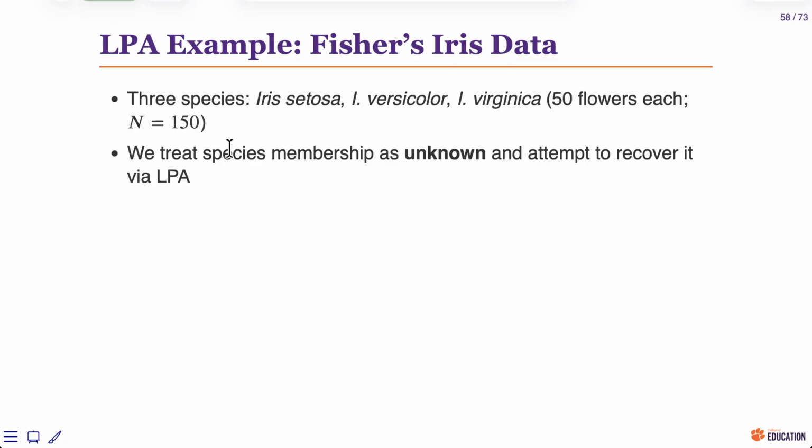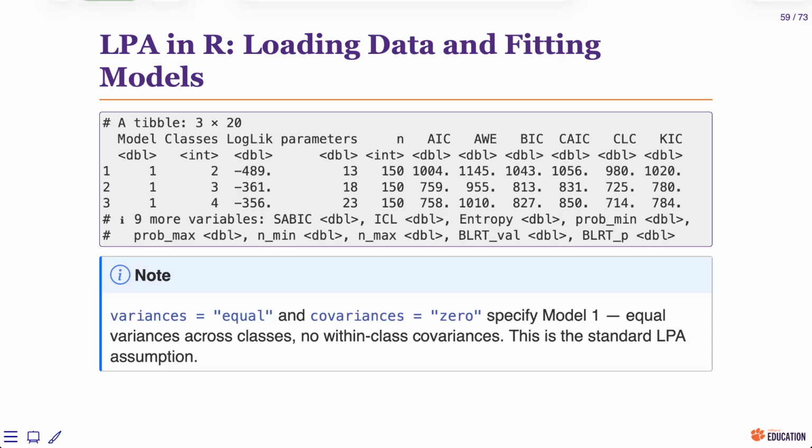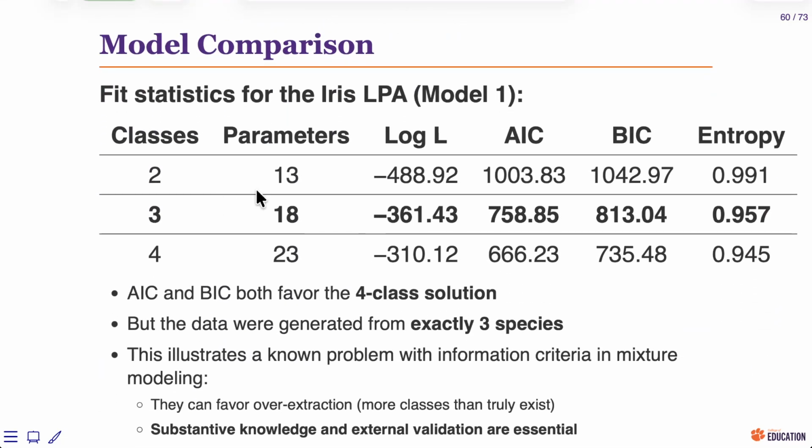And we are going to treat the species themselves as unknown and attempt to recover that from the latent profile analysis. So here we estimated a model where we have variances that are equal and covariances are 0. And what we did was estimate a 2, a 3, and a 4 class model right here. And what we'll end up seeing is that the 3 class solution had the lowest AIC, had the lowest BIC.